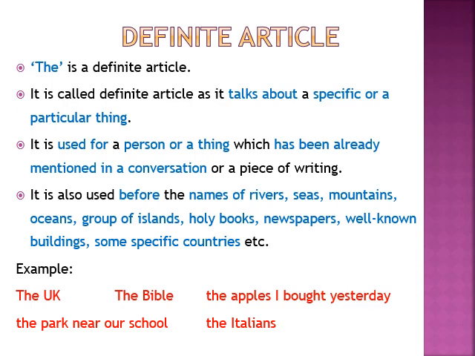The apples I bought yesterday. So we are talking about some specific apples, the apples which I bought yesterday. So I am using the. The park near our school. We are talking about a specific park which is near a school. The Italians. Here we are talking about some specific race or some specific people. So we are using the in front of Italians.